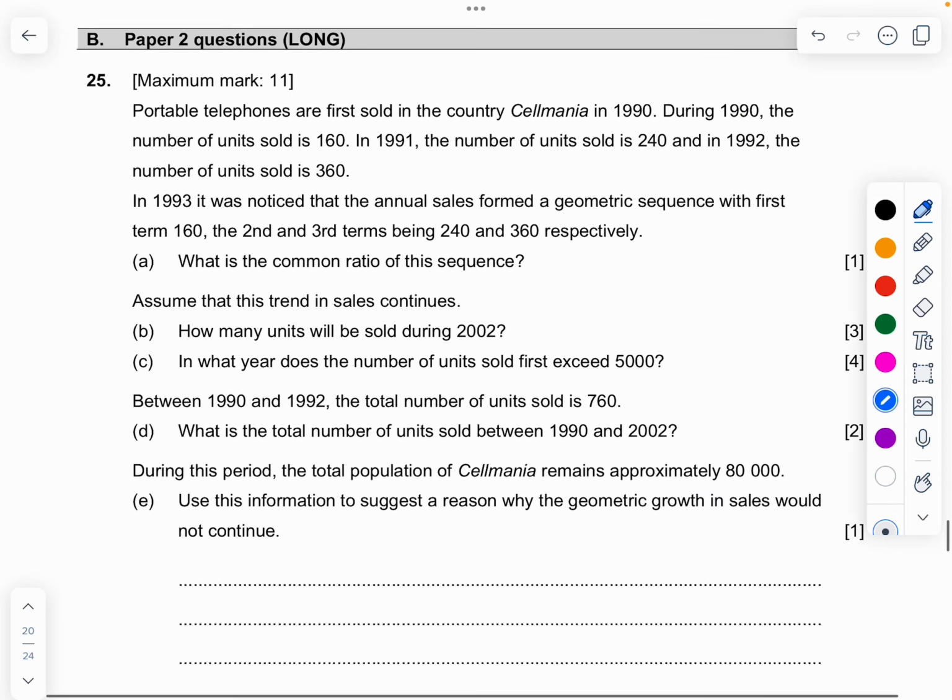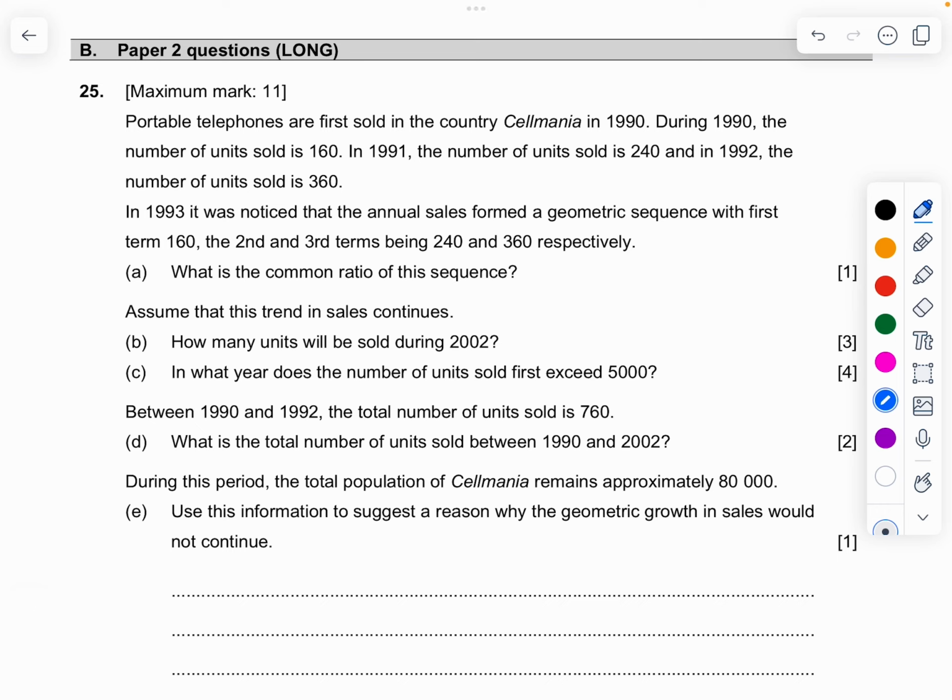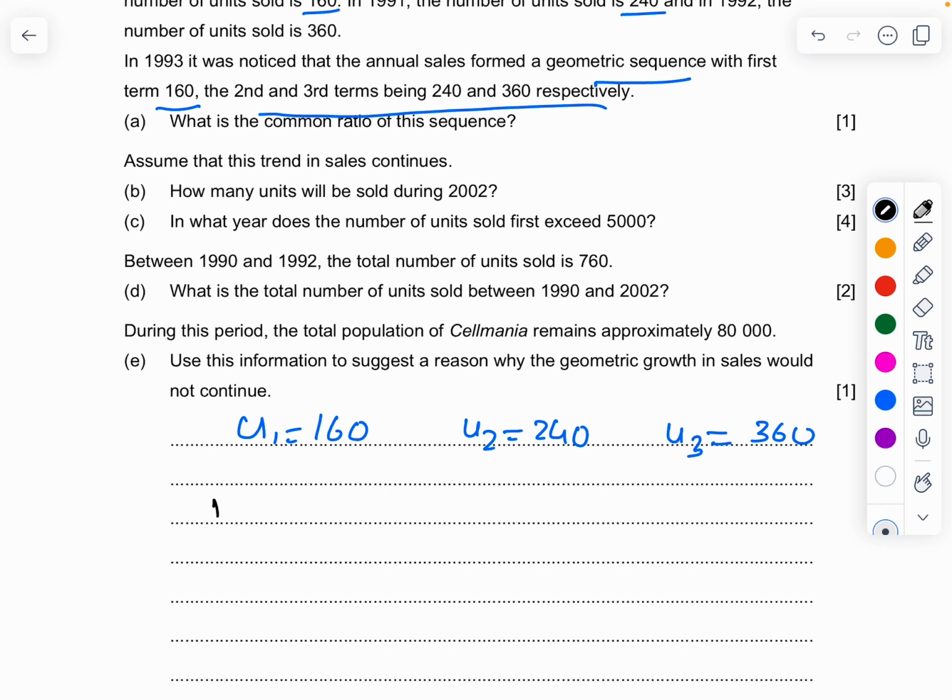Question number 25. Portable telephones are first sold in the country Selimania in 1990. During 1990, the number of units sold, U1, is 160. In 1991, the number sold, U2, is 240. And in 1992, it was 360. It was noted that the annual sales formed a geometric sequence. The first term is 160, second and third terms are given. What is the common ratio? Common ratio, what's going to be the formula? U2 upon U1, which is 240 divided by 160, which is 3 upon 2, which is 1.5.